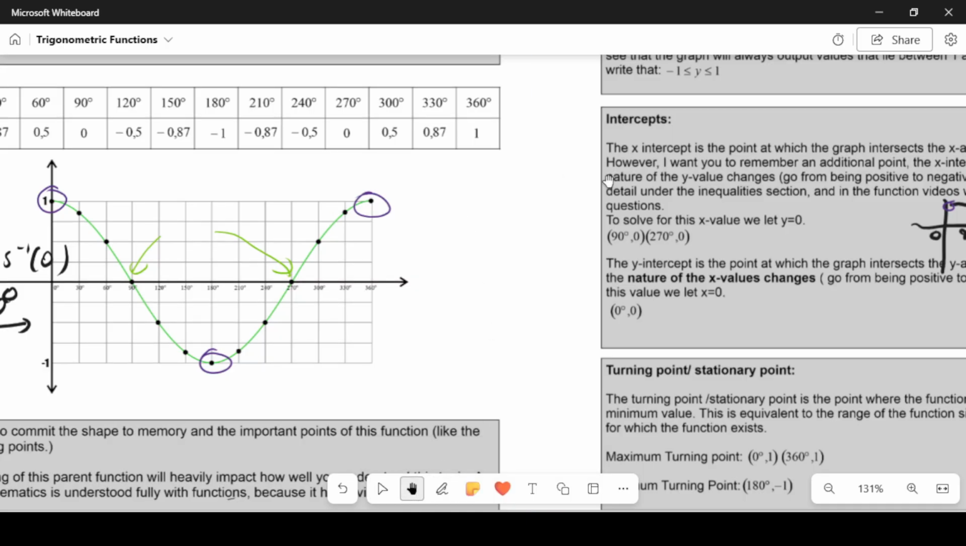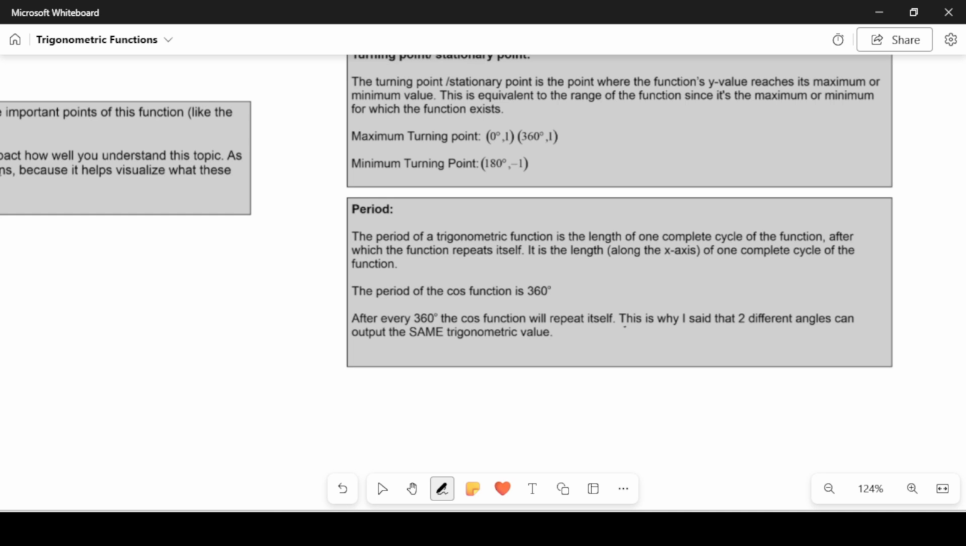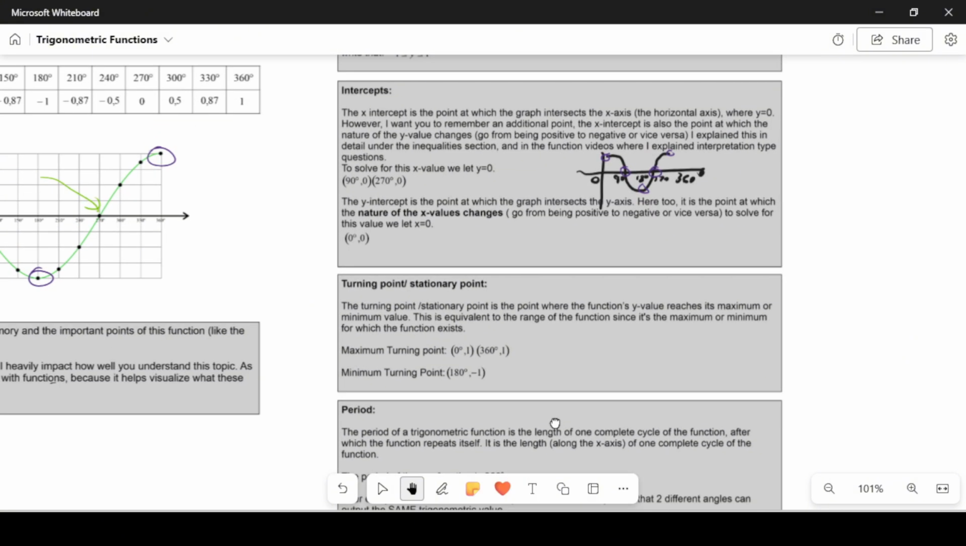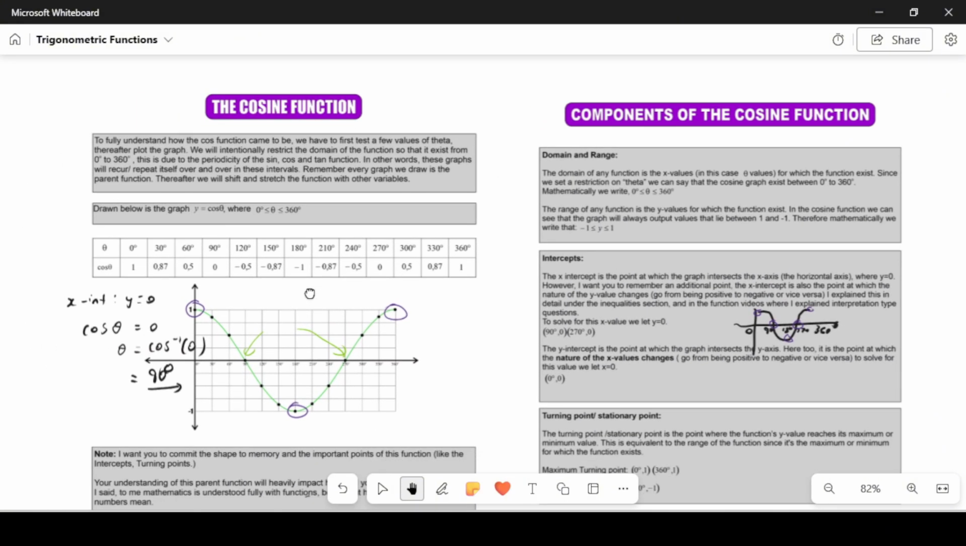It repeats itself. We're going to make a lot of important conclusions from this. And this is why I said that two different angles can output the same trigonometric value. I'm going to get back to that when we're solving trig problems. You'll see exactly what I mean. Okay, but for now, that's everything that you need to know for the parent function for cos.